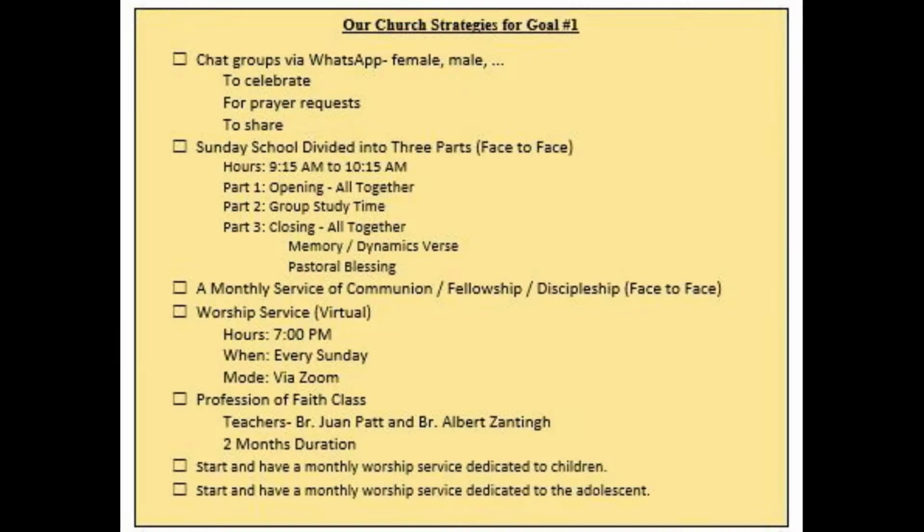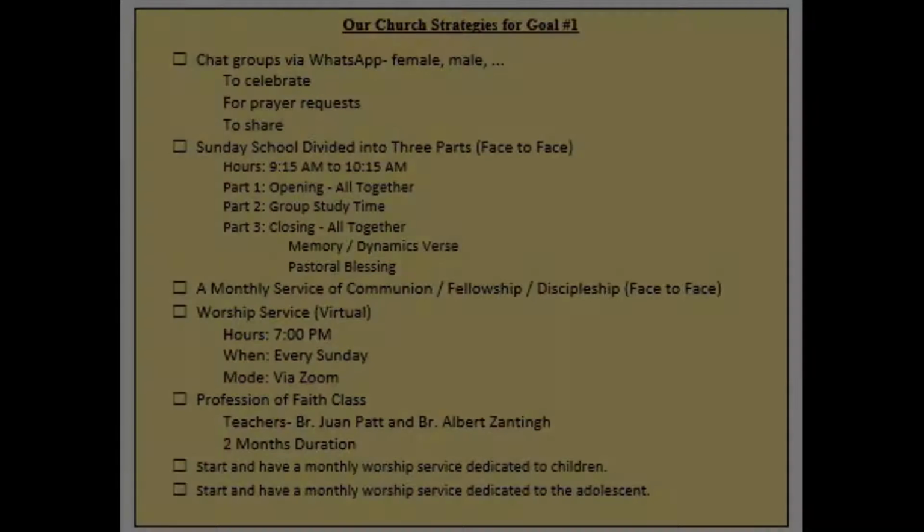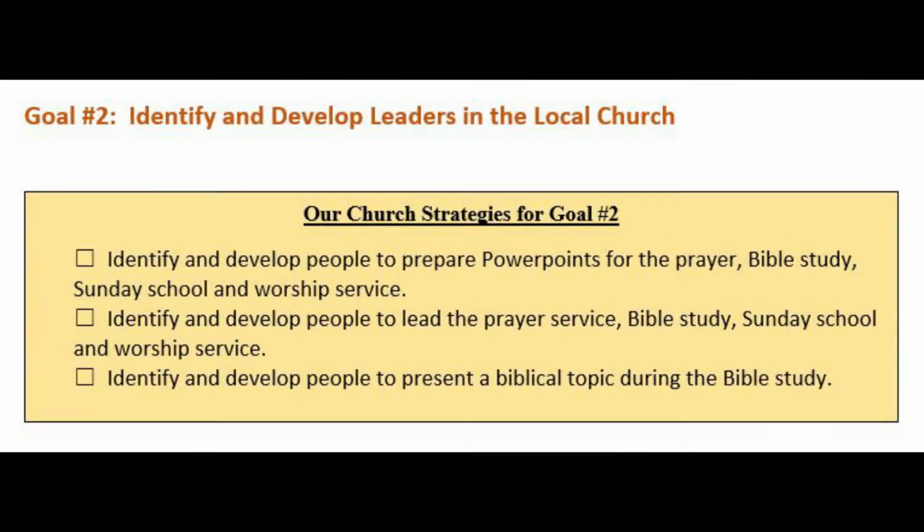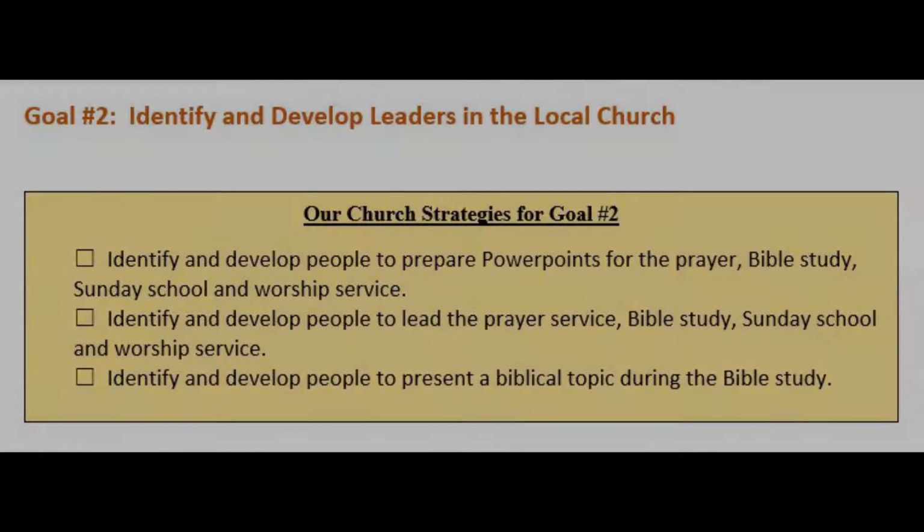Then I copied what was written in the Prince of Peace plan, the local church plan, and pasted it directly into our church strategic plan. So the strategies for nurturing our local church are now entered into the first box. I included check boxes in front of each strategy. Then I copied the strategies for identifying and developing leaders directly into the second box.